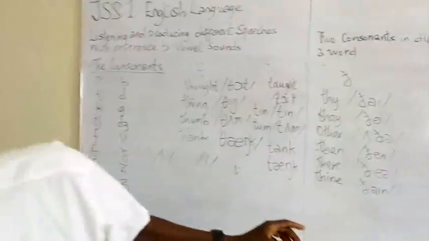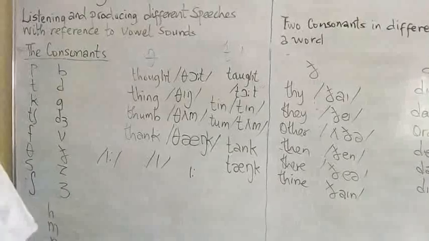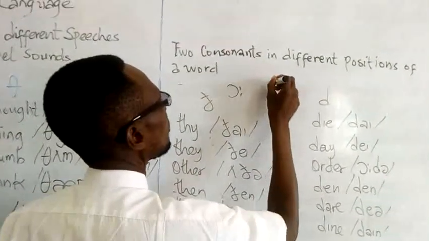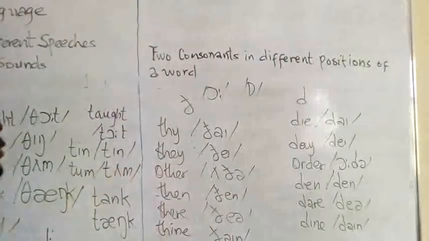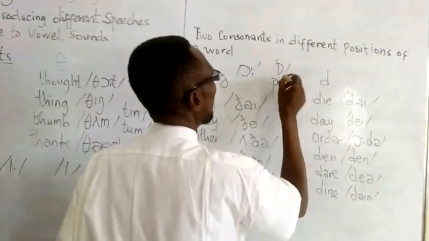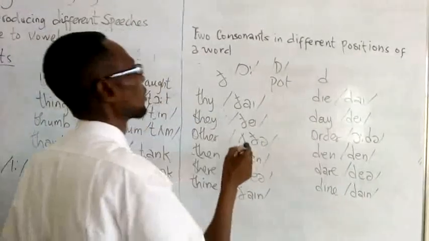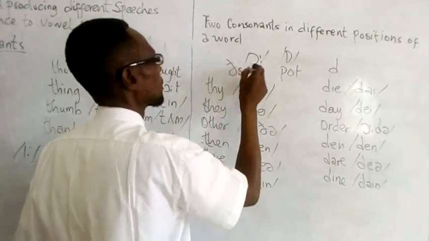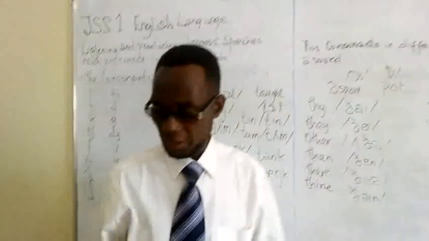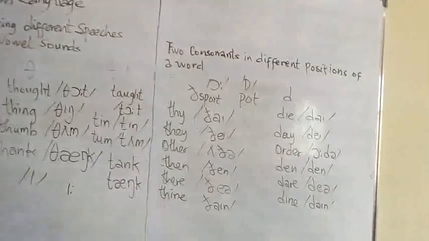Alright, having said that, we now went into looking at the O sound. That's this one, the O sound, and this one. So the O sound is long, the other one is short. For instance, you say pause. This one is short. While here you have sport. The O sound there is long.